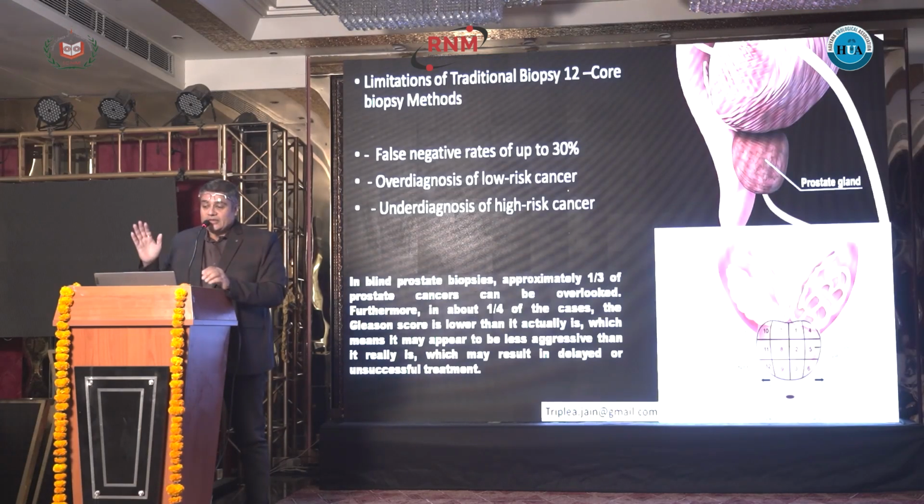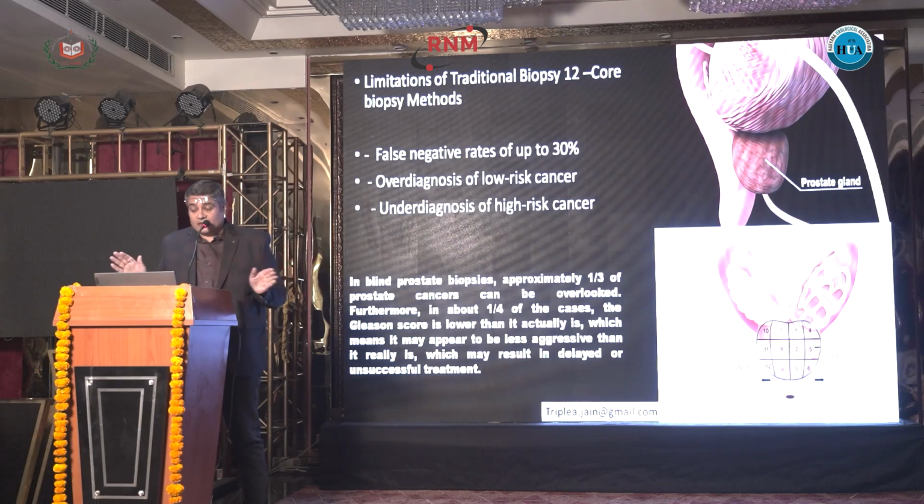Now, the limitation of the traditional 12-core biopsy, the usual method, is a false negative rate of up to 30%. Sometimes there is overdiagnosis in low risk cancer, sometimes underdiagnosis in high risk cancer. So in blind prostate biopsy, approximately one third of prostate cancers can be overlooked. Furthermore, in one quarter of cases the Gleason score is lower than it actually is, which means the cancer may appear less aggressive when it is not, and this results in delayed or unsuccessful treatment for the patient.